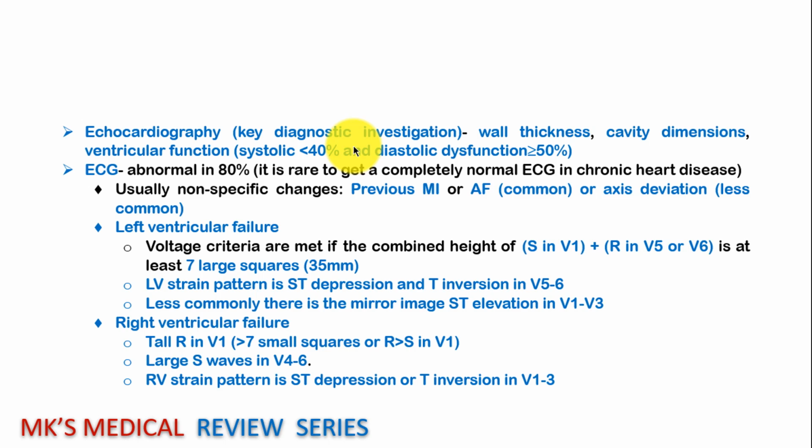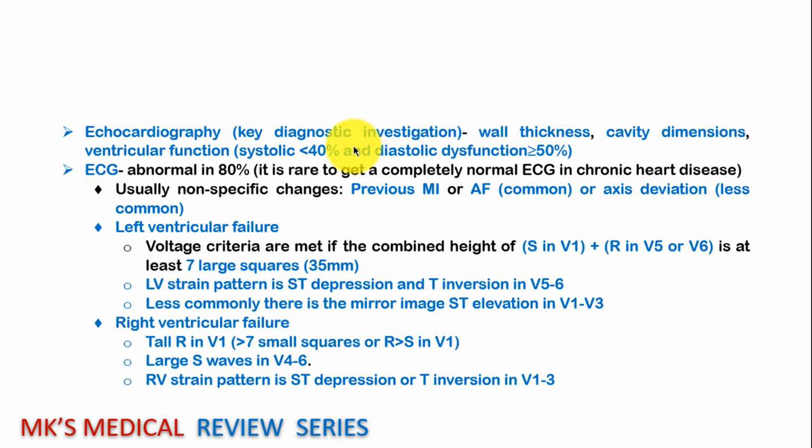When you do an echocardiograph, it's usually diagnostic. So you're going to be looking at the wall thickness of the ventricles. You're going to be looking at the dimensions of the ventricular cavities. You're also going to be looking at the functioning of the ventricle, where if the ejection fraction is less than 40%, then this is a systolic failure. If it's greater than 50%, then this is obviously a diastolic failure.